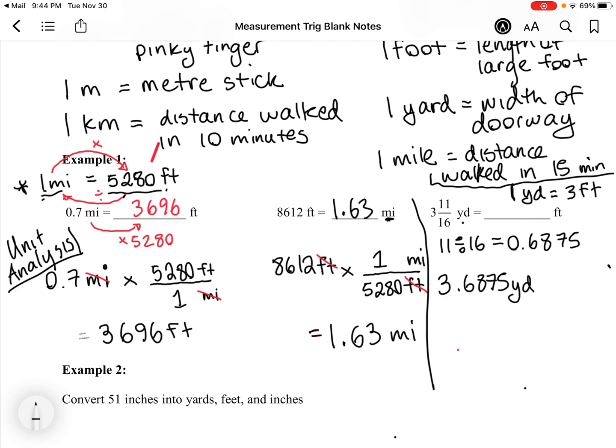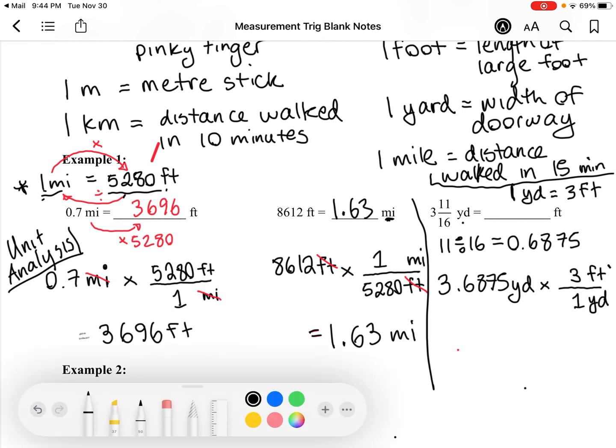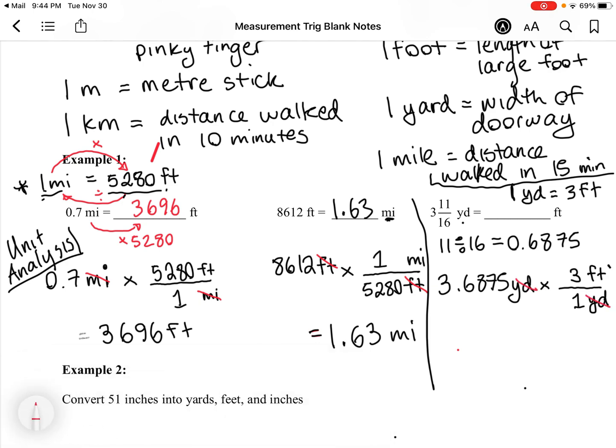Then to do unit analysis, we multiply by the conversion factor in a fraction with the original units in the denominator and the new units in the numerator. The feet is 3 feet, so that's 3. The yards is 1 yard. And again, this cancels, and you are left with 3.6875 times 3 feet divided by 1. Of course, you don't have to do the divided by 1.